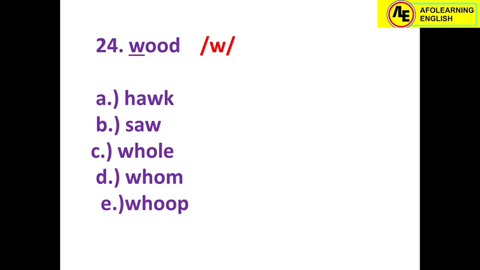Number 24, we have wood, we sound. The correct answer here is whoop, option E. Whom, the letter W is silent. Whole, the letter W is also silent. Saw, the letter W is silent. Hawk, the letter W is equally silent. So the correct answer is option E.